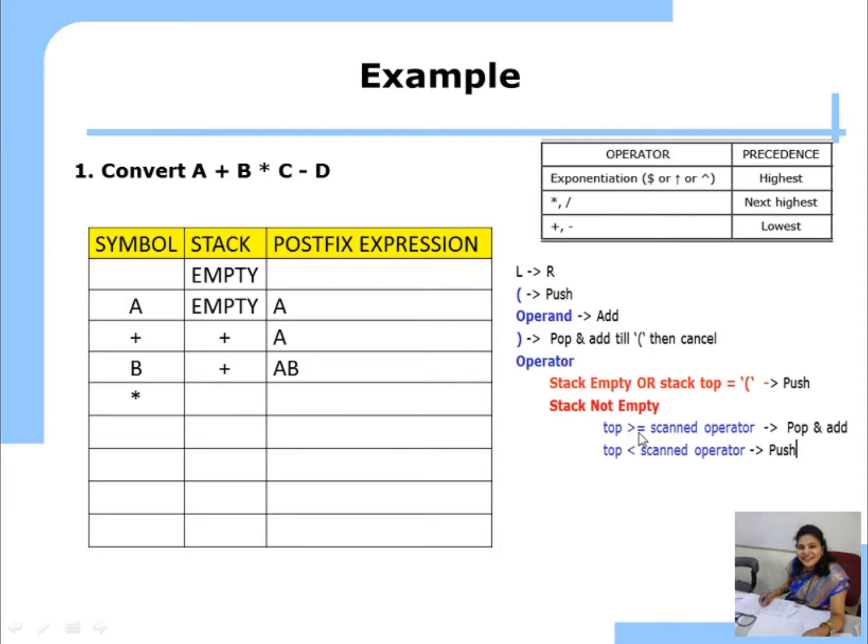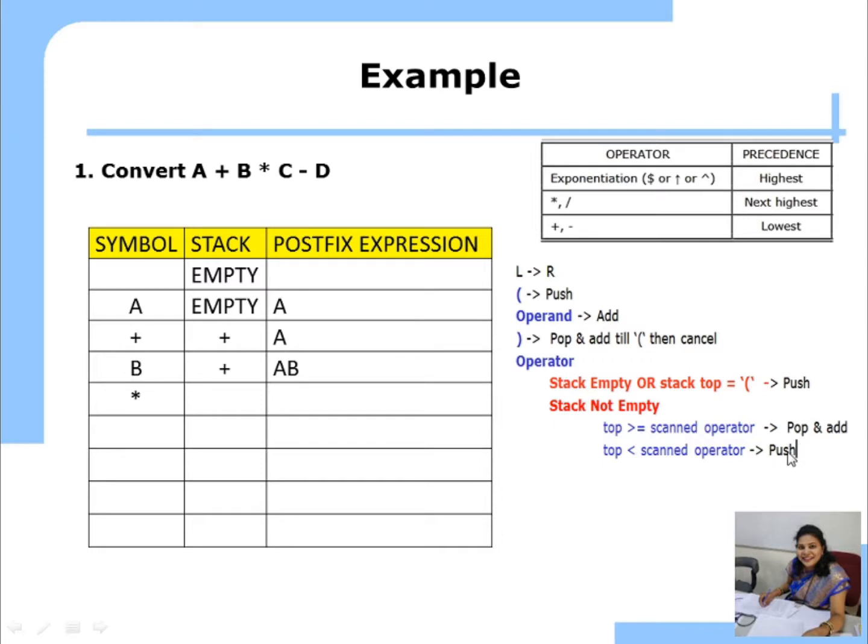So the stack is not empty, then check the precedence. Now we are going to compare the operators. What is present at the top? Plus. Is the top greater than or equal to the scan operator? Which one is your scan operator? Multiplication. Is plus greater than or equal to multiplication? No. Plus is less than multiplication. So the top is less than the scan operator.